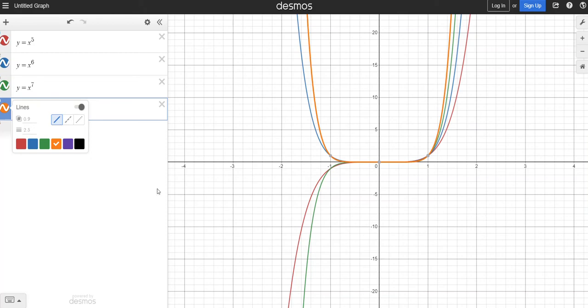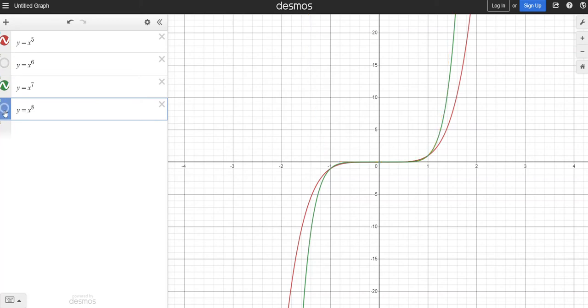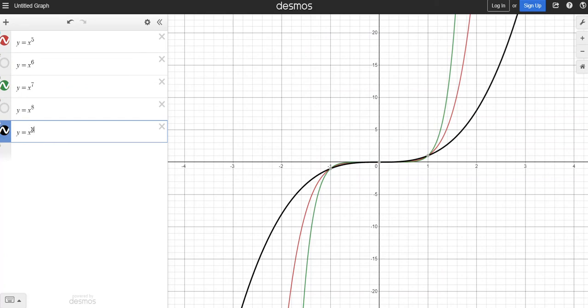So what I'm hoping you're noticing here is that the shape seems to depend on whether the power is even or odd. If I only look at the ones that had odd powers, and I could actually add my y equals x to the 3rd here as well that we did by hand, we can see that all of the odd power functions have this basically wave shape. Let's analyze that shape just a little bit.